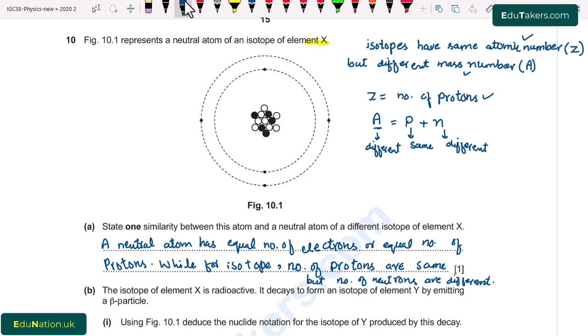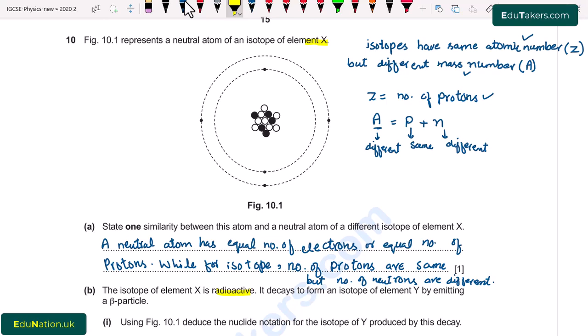So, part B. The isotope of element X is radioactive. It is a radioactive isotope. It decays to form an isotope of element Y by emitting a beta particle. Part 1. Using figure 10.1, deduce the nuclide notation for the isotope of Y produced by this decay.